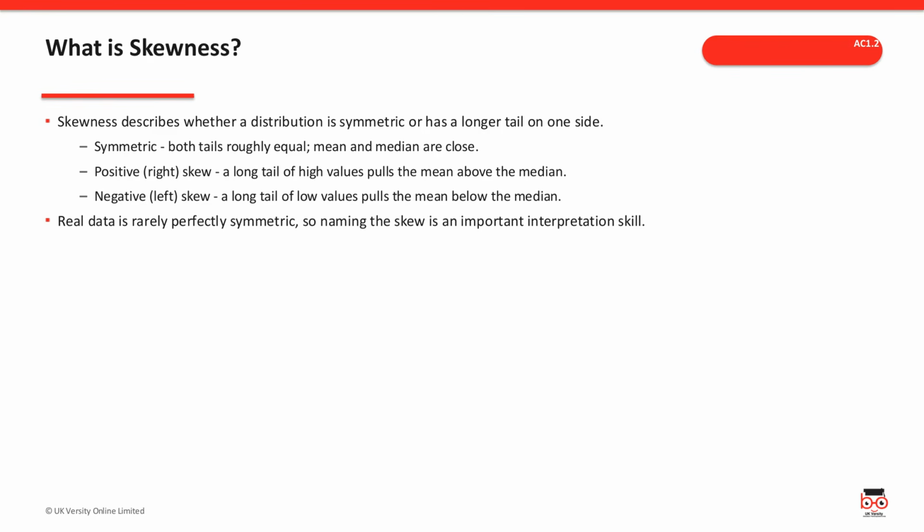Skewness is just a word for whether a distribution is balanced or leans to one side. If it's symmetric, both tails are roughly equal and the mean and median sit close together. Positive, or right, skew means a long tail of high values pulling the mean up above the median, and negative or left skew is the mirror image, a long tail of low values dragging the mean down. Real data is hardly ever perfectly symmetric, so naming the skew is a proper interpretation skill.